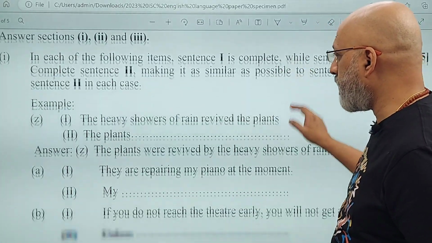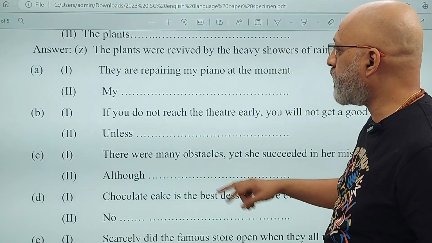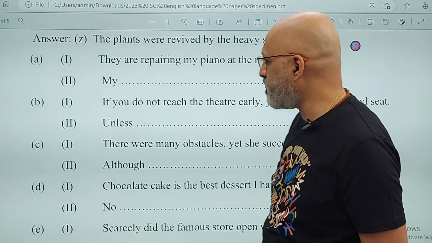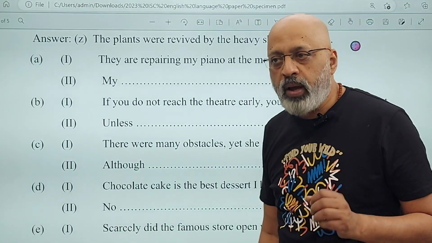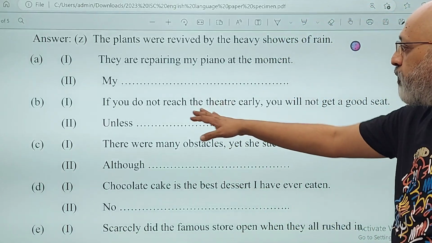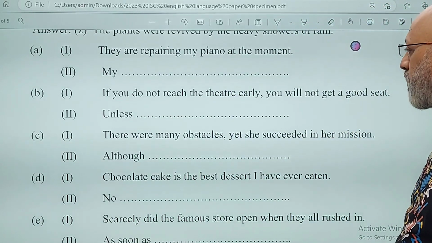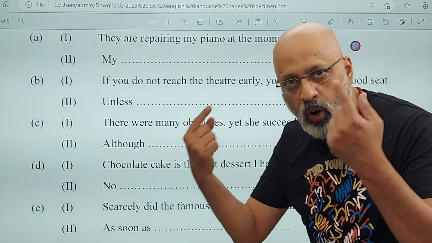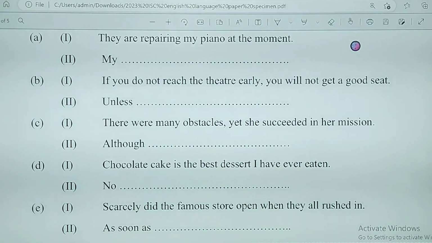Now we come to the grammar part of it. The first one is already given. They are repairing my piano at the moment. Do you want me to write it or should I just say it? They are repairing my piano at the moment. My piano is being repaired by them at the moment. If you do not reach the theater early, you will not get... or do you want to write it and then we will discuss it? Let me just take a 1 minute pause. You write it and then we will discuss the answers.